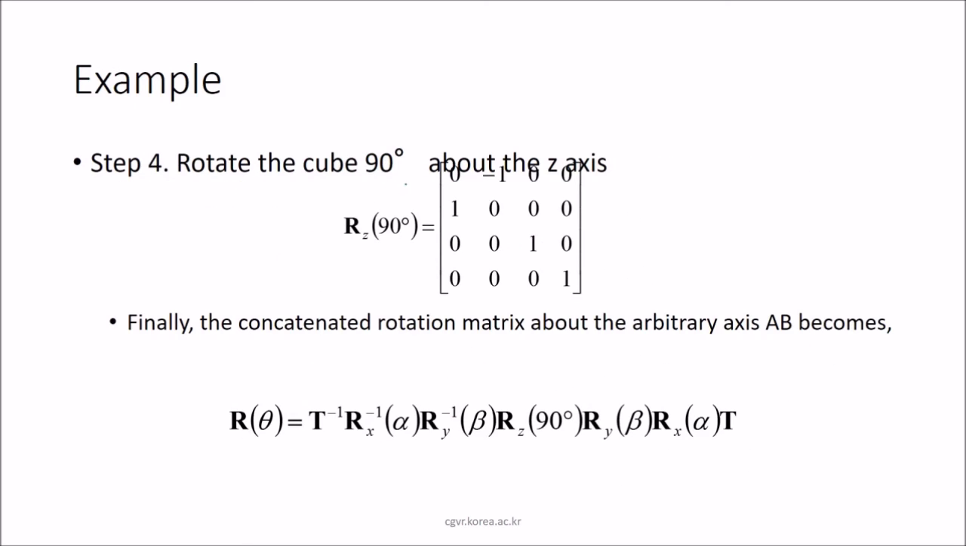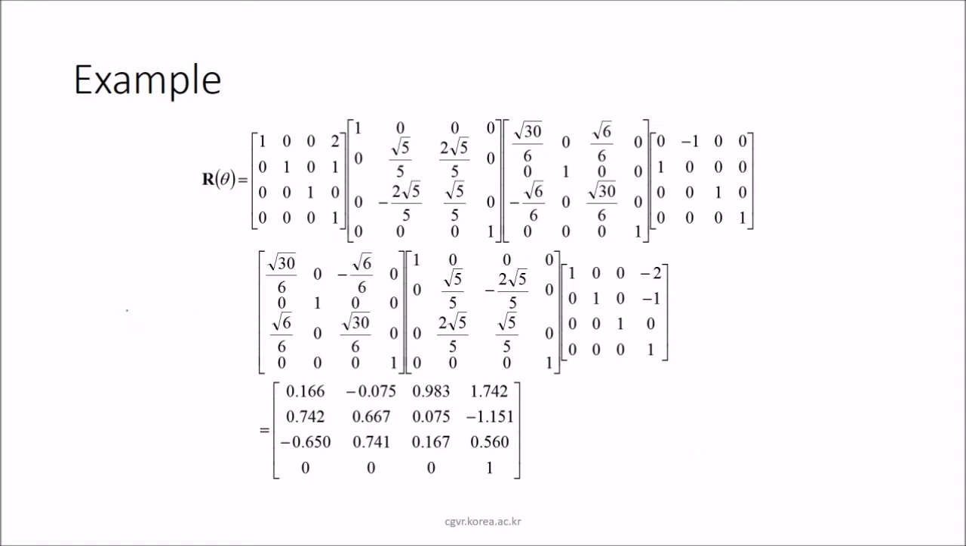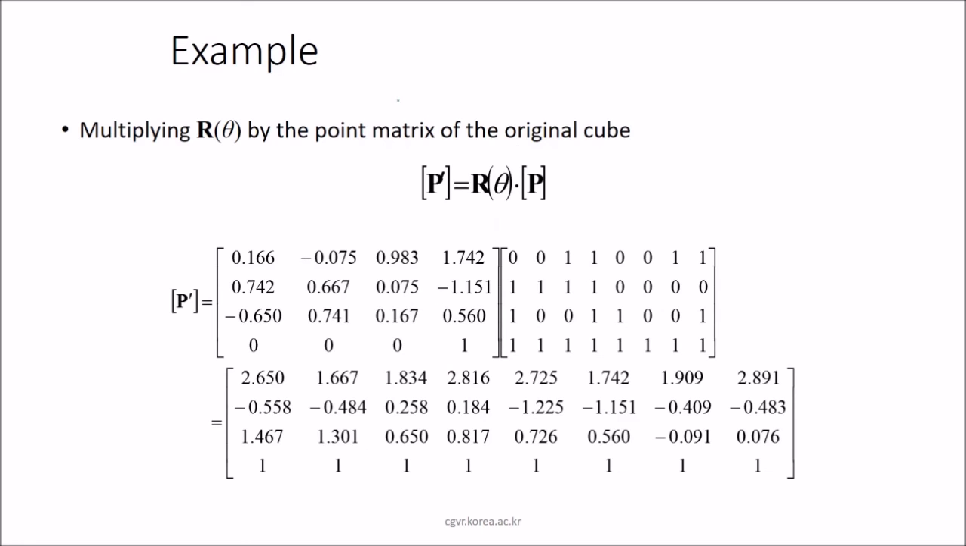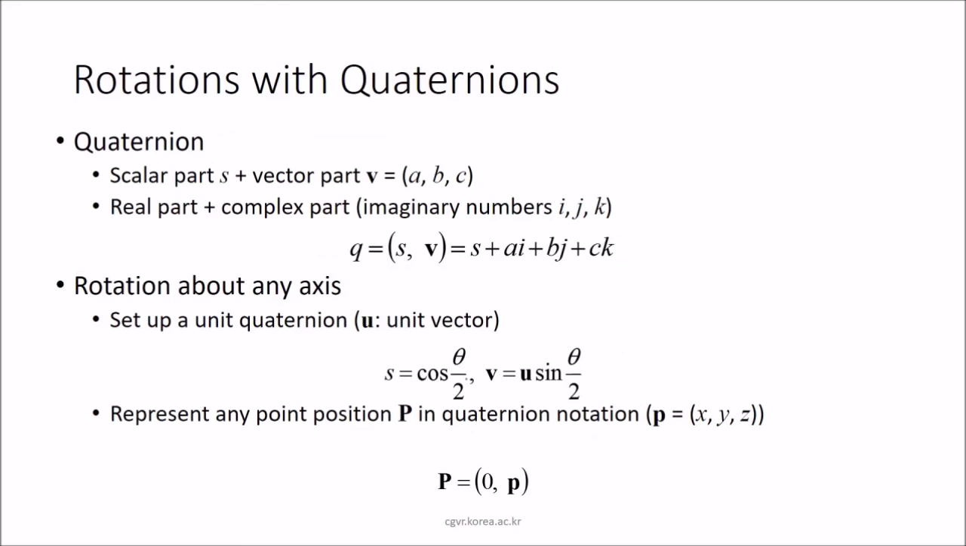So we rotate the cube 90 degrees about the z-axis. For that, this is the simple rotation matrix for 90 degrees, and then we apply this. Okay, so all this multiplication is done, and finally this is the rotation matrix for some theta. We can multiply R theta by the point matrix of the original cube like this, and we can get the values of P'.